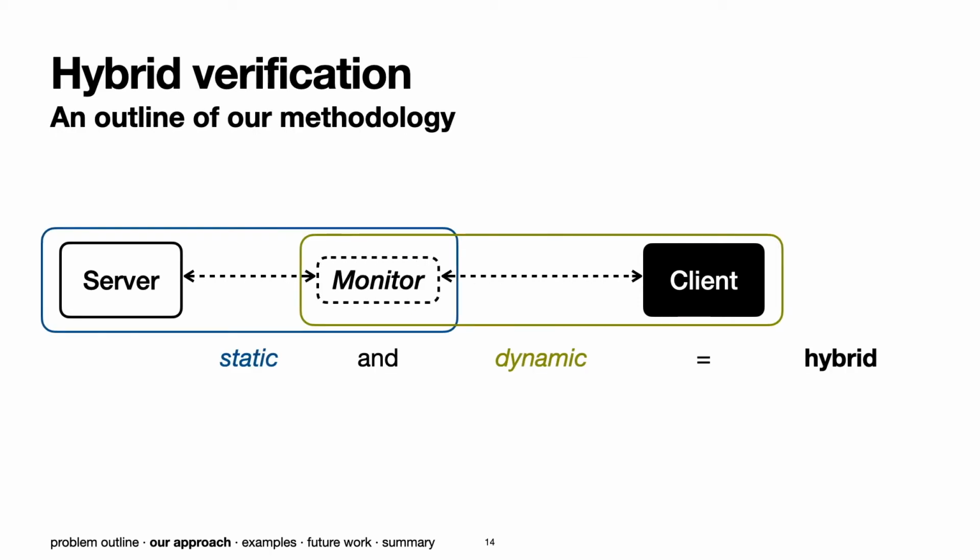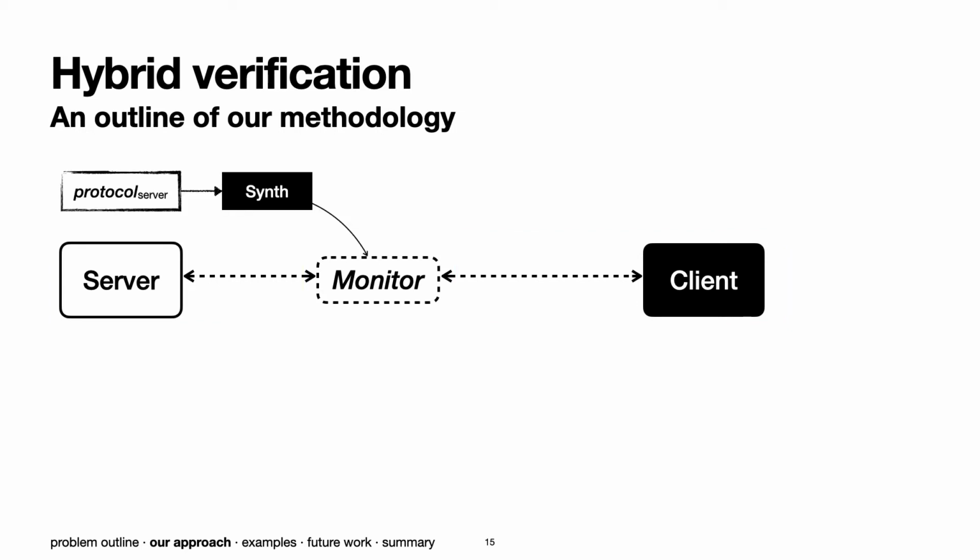And this is what we propose. We marry the two approaches, static and dynamic analysis, together to form a hybrid verification of the protocols. In this setting, a monitor sits between the two parties. One side of the protocol is statically checked at compile time, while the other is dynamically checked at runtime by the monitor. Given the expected protocol the server should follow, the monitor is synthesized by a synthesizer. This monitor acts as a proxy between the two participants.